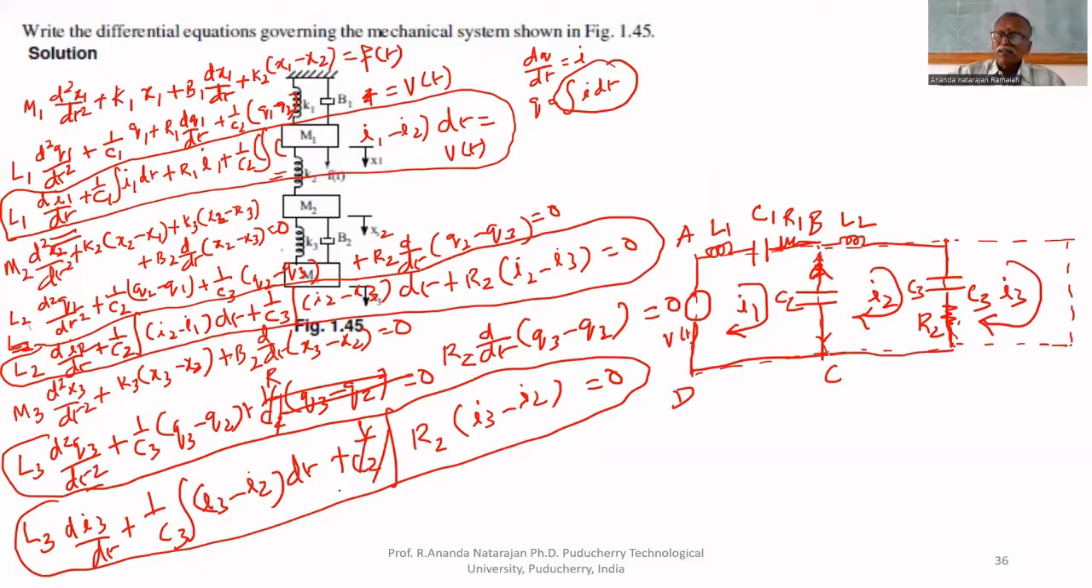Third loop, L3. Through L3, only I3. Therefore, we have to draw here L3. C3 is between I2 and I3, already drawn. R2 is between I3 and I2, already drawn. That's all. So we can close this. This is the electrical analogous system of the mechanical system. This is called voltage analogy.